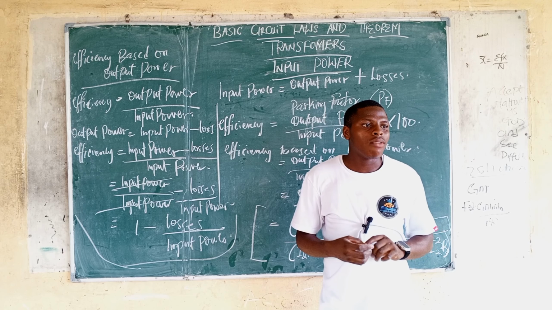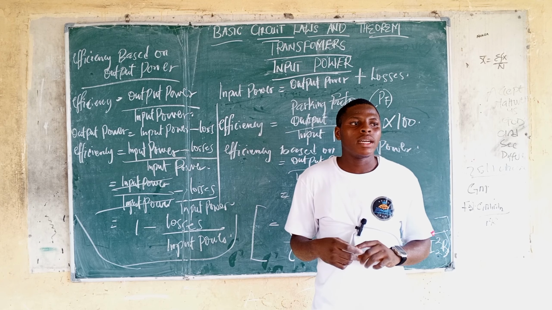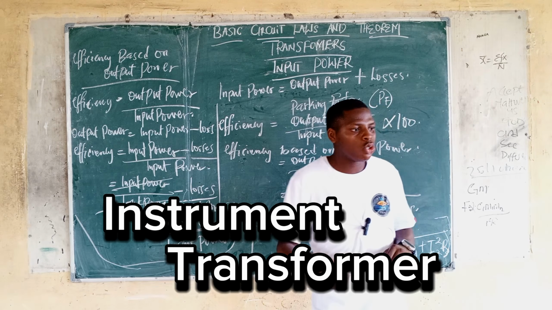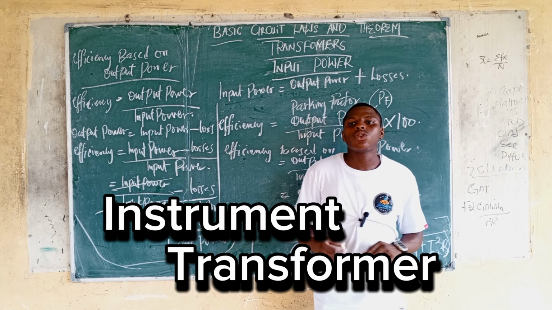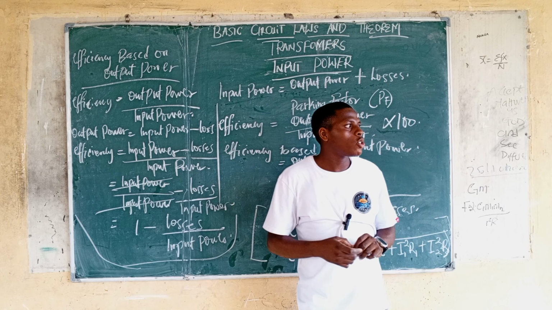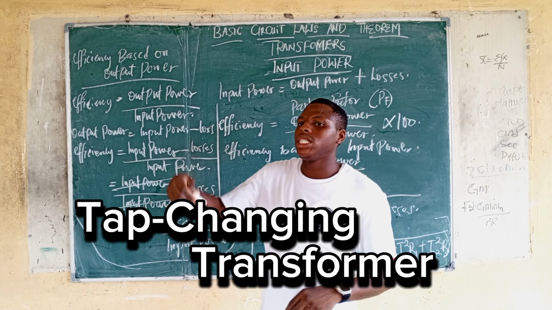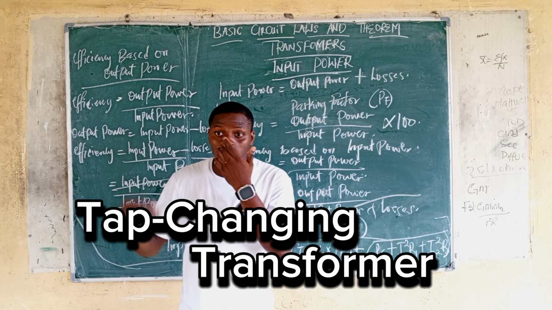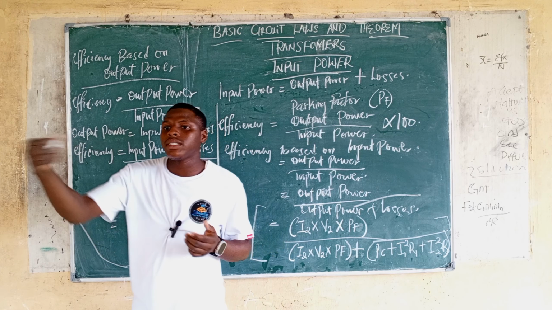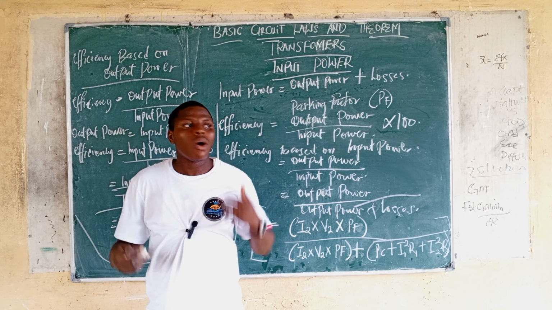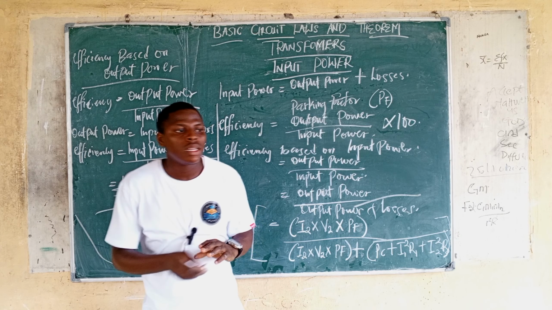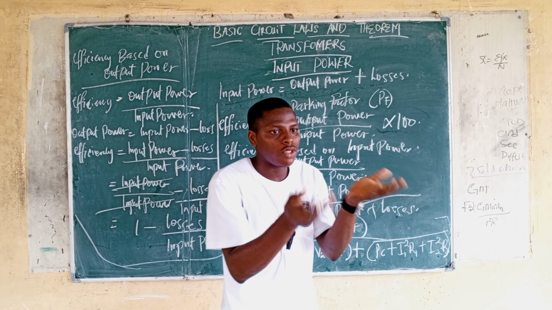Basically, in this course, we have 3 types of transformer. The first one is what we call the instrument transformer. The second one is called the auto transformer, while the last one is called the tap changing transformer. So you will be hearing instrument transformer, auto transformer, or tap changing transformer. So you should know these various types of transformer.